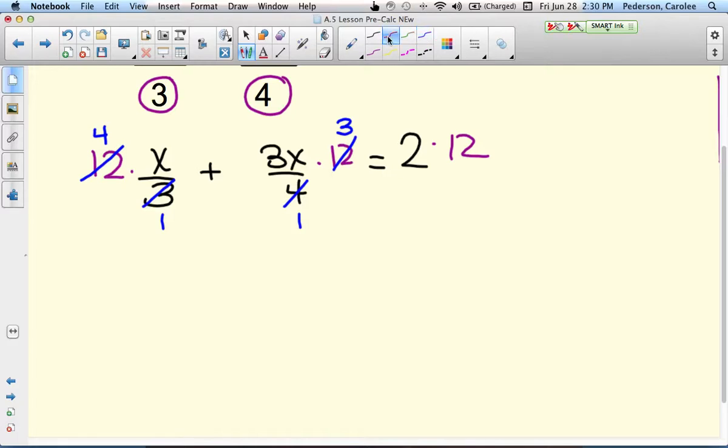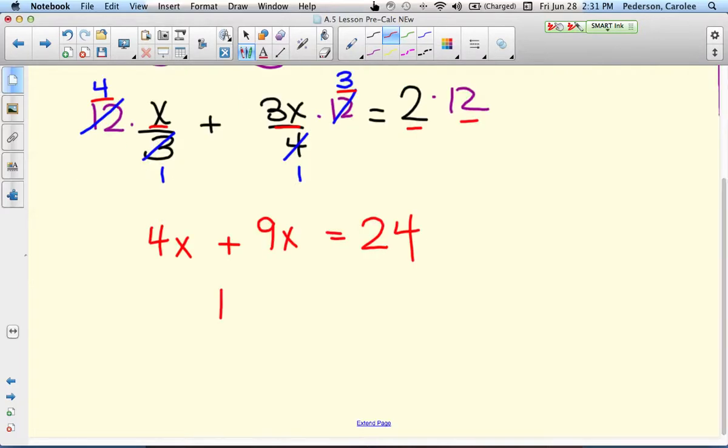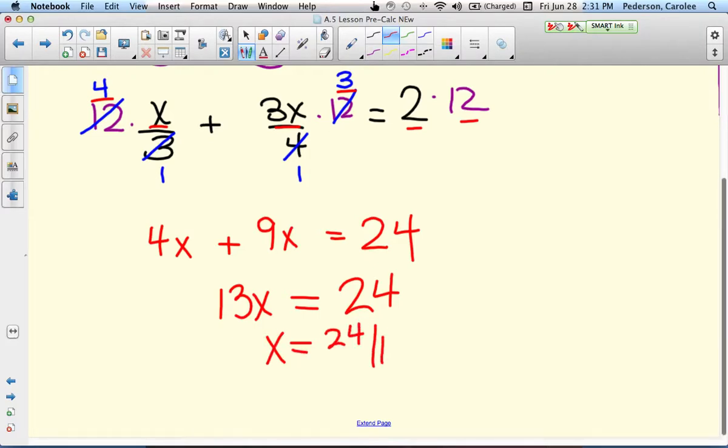Now we can go ahead and do some multiplying. So 4x over 1 is just 4x, plus 3x times 3 is 9x over 1 is just still 9x. And then 2 times 12 is 24. Now let's combine like terms on the left. 4x plus 9x is 13x equals 24. Now divide both sides by 13. 24/13 is my answer.